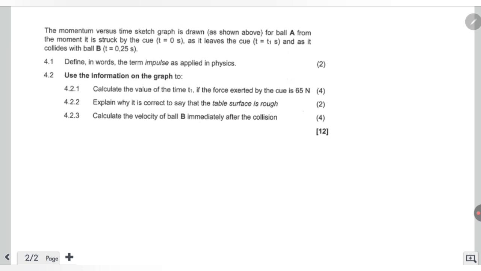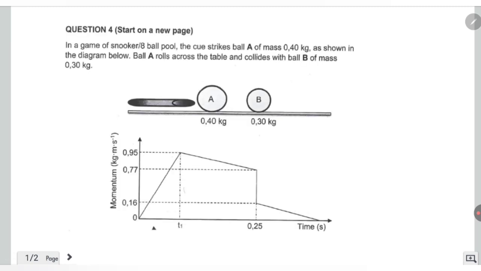And as it collides with the ball, T is equal to 0,25 seconds. So if you look at the graph, from 0, that's where the Q is striking A, right? So what happens to the momentum? Momentum increases, right? And then from A to B, this is where A starts moving, and it collides with B at 0,25, which means the collision takes place here, right?